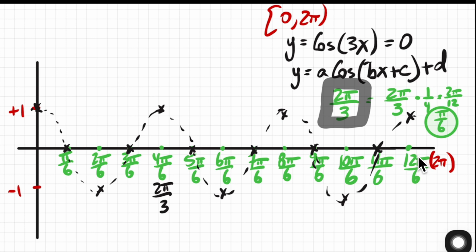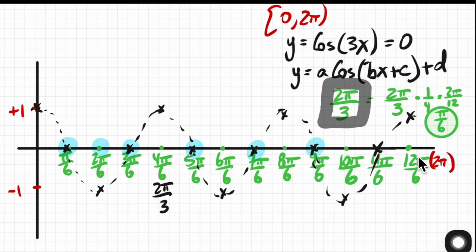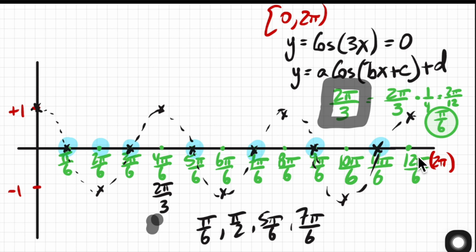Look how many x values we have that cross where y equals 0. Look how many x-intercepts we have. Okay, and in fact, those ended up being our final answers. Pi over 6, 3 pi over 6, otherwise known as pi over 2, 5 pi over 6, 7 pi over 6, 9 pi over 6, which again, you can reduce that, 11 pi over 6, and that's it.